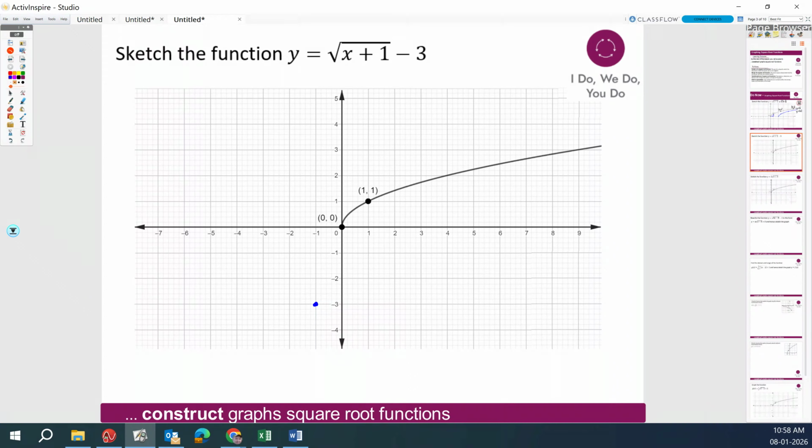This point is always 1 across, 1 up. So it's there. This point is always 4 across and 2 up. So 1, 2, 3, 4 across, 1, 2 up. This point here is 9 across and 3 up. So 9 across from there would be 8, and then we need to go 3 up. Okay.